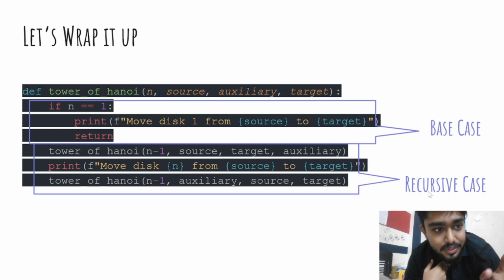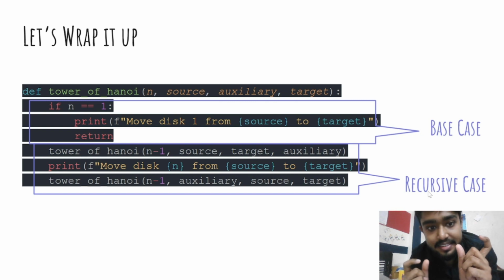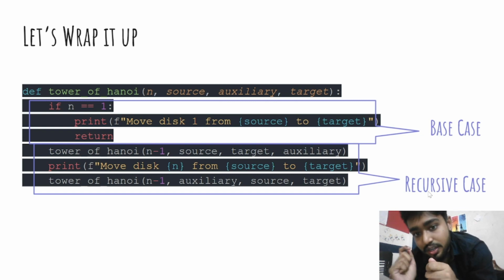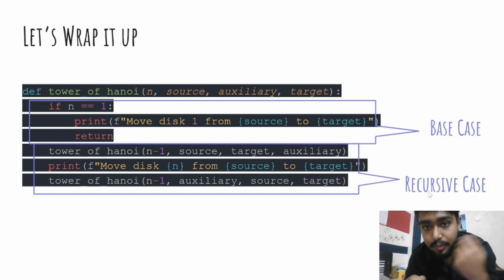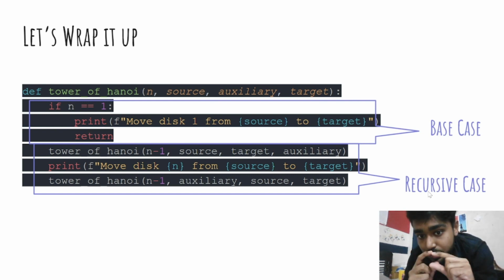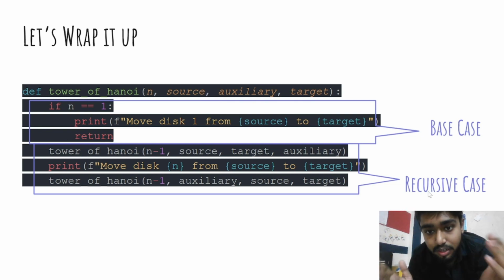Now, this was the code that if you want to solve a Tower of Hanoi problem of n disks, you have to move from source using auxiliary to target. Then what do you do? This is the base case in the first 3 lines of the function, which is if n is equal to 1, there's only one disk, then you can move disk 1 from source to target and you're done. Otherwise, you break down the problem further, which is the recursive case.